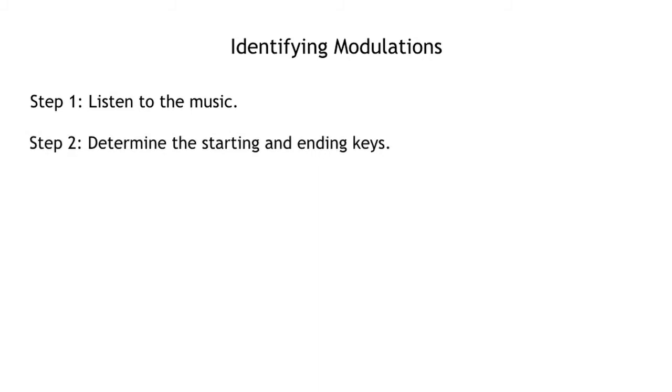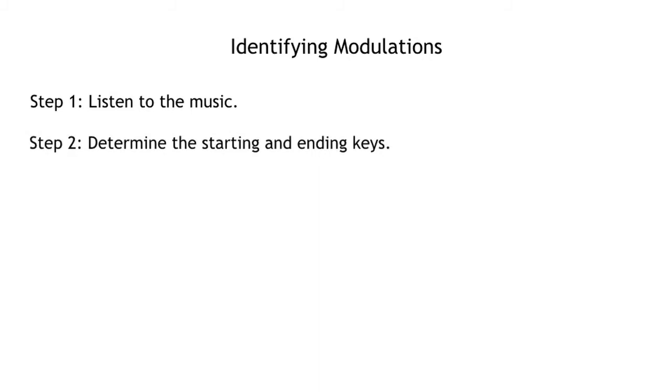When identifying common chord modulations with or without a score, I recommend following a 5-step process. First, listen to the music. It's important that you have a sense of how the music sounds, where things start to sound a little different as far as tonal centers go, and then you can focus in on where you think that modulation is actually occurring. After that, you want to try to determine the starting and the ending keys.